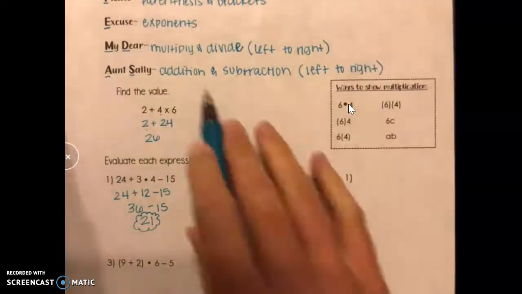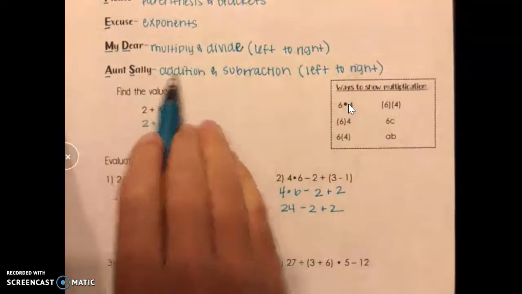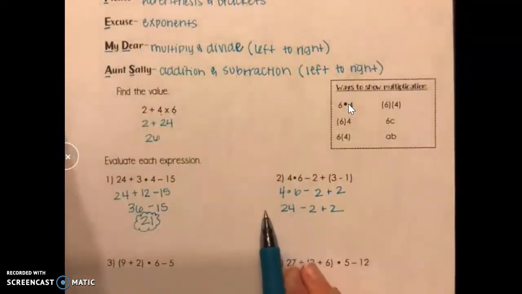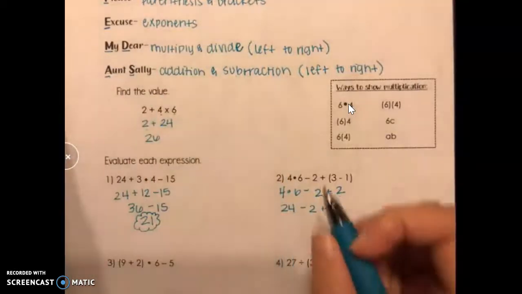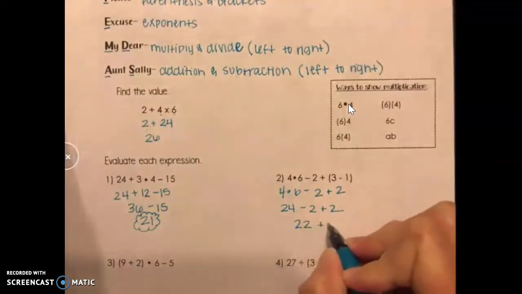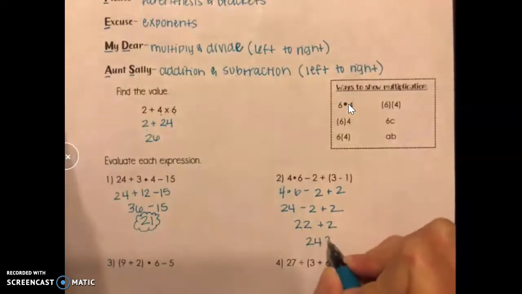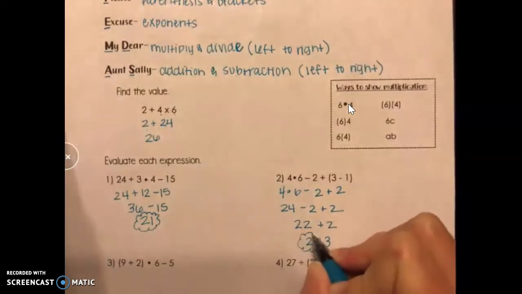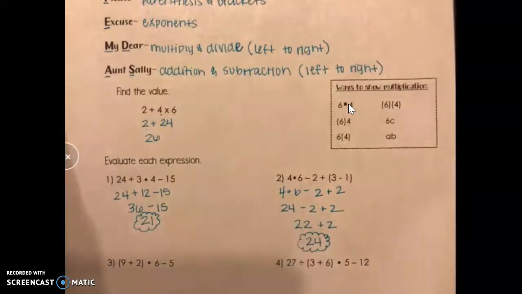Do I have any more multiplication or division? Nope. So adding and subtracting, let's see what I have. Remember, we're going from left to right. First thing I come across is subtraction, so we're going to do that one first. So 24 minus 2 is 22 plus 2. And then we're going to finish that out, and that would give us 24. Remember, it does not have to be that it's addition first, it's whichever one is left to right. So this one came first, so we did it first.